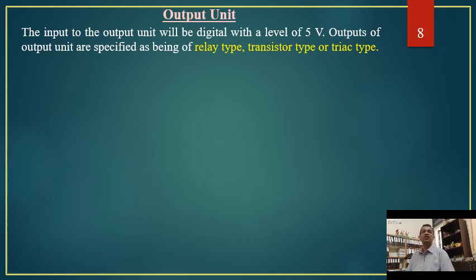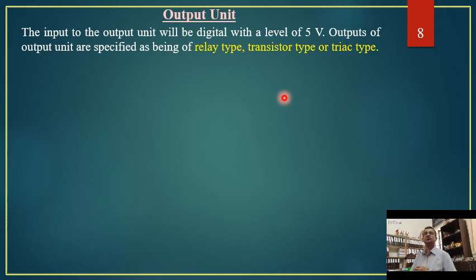Next, coming to the output unit. The input to the output unit will be a digital signal from the PLCs, which is often 5 volts. So the input that is coming to an output device is always coming from a PLC, because output devices are connected to the output of a PLC. That is why input to output devices is coming from the PLC. As I already mentioned, the PLCs are working at 5 volts DC, so that 5 volt will be coming to output devices.